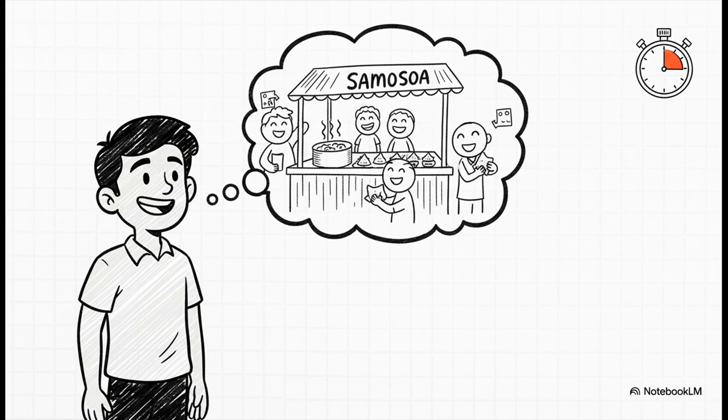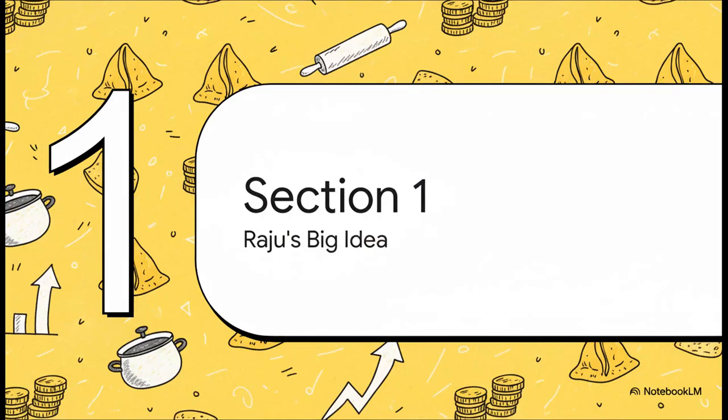Pakka promise. And to make it super easy, we'll follow the story of our good friend Raju and his dream to open a samosa stall. Okay? Let's dive in. So first up, let's meet Raju. He's a bright young man with a really delicious dream. Let's see how his big idea helps us understand the absolute basics of production.